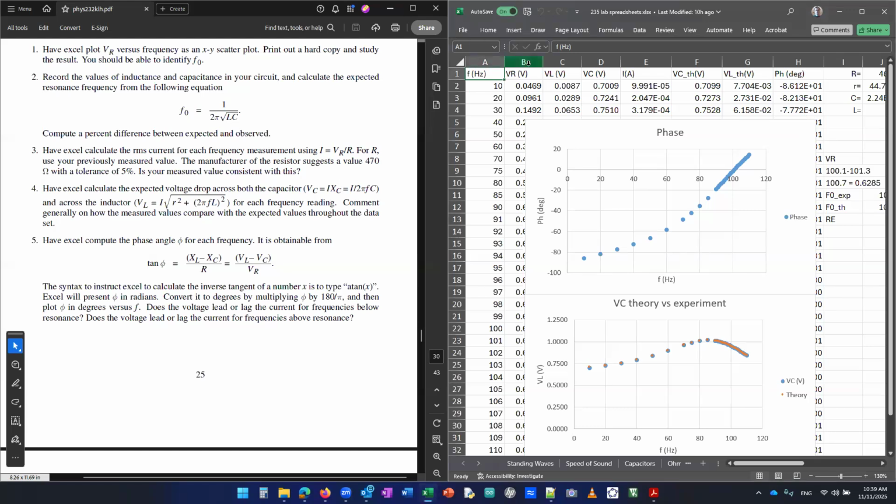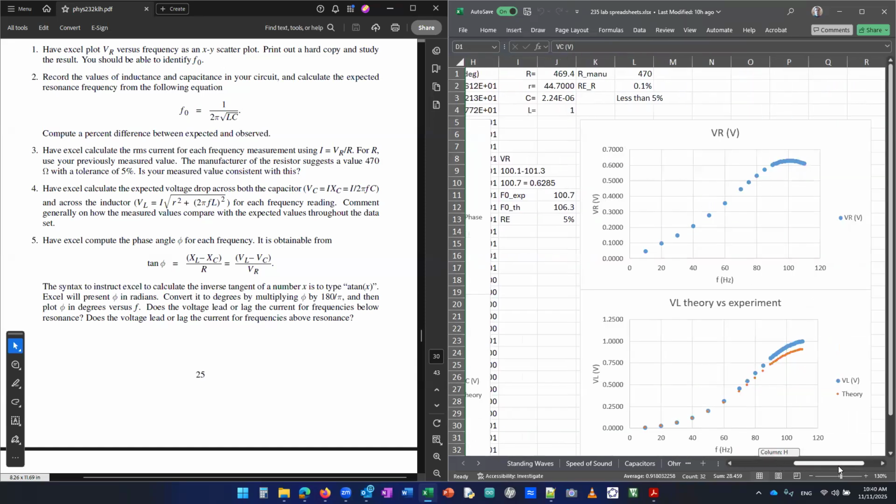We have frequency, we have the resistor's voltage, inductor's voltage, and also capacitor's voltage. They all have their labels and the units. And starting this column is a calculation. So let's first follow the lab manual. We want to plot resistor's voltage versus frequency. So let's scroll to the right.